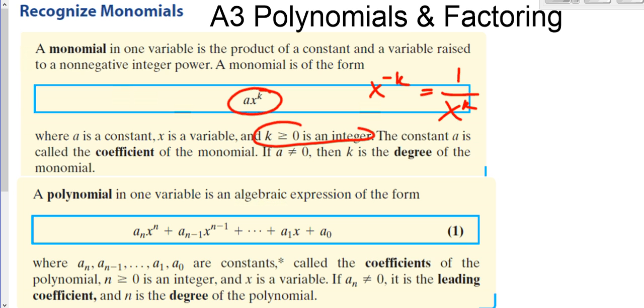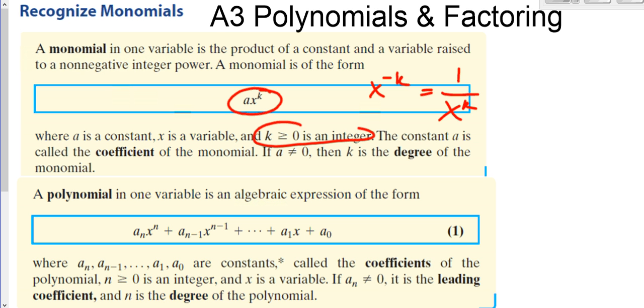Okay, a needs to be a constant. That's also called our coefficient. When we talk about the degree of the monomial, that's going to be dealing with the power of k. So if it's x squared, we're going to say it's a degree 2 monomial.